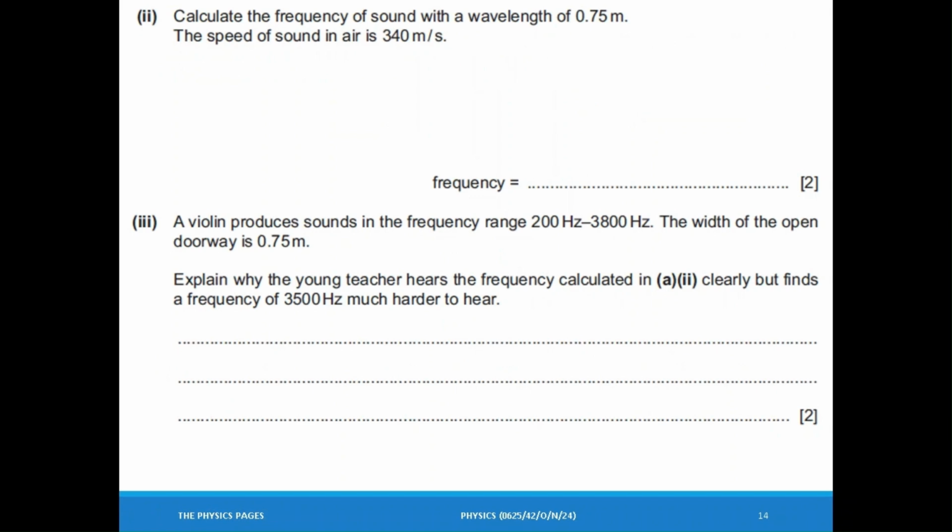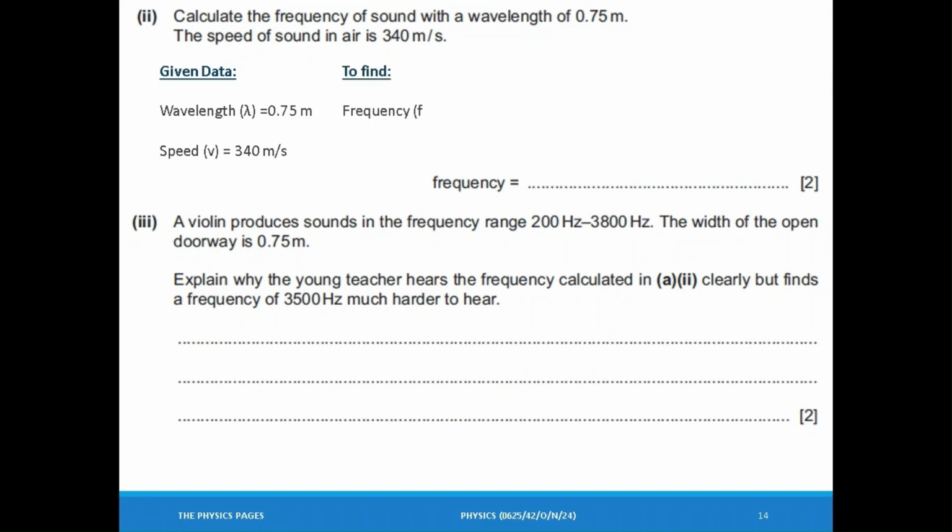Calculate the frequency of sound with a wavelength of 0.75 meters. The speed of sound in air is 340 meters per second. We are given the wavelength, which is denoted by the Greek letter lambda, as 0.75 m. The speed of sound, v, is 340 meters per second.